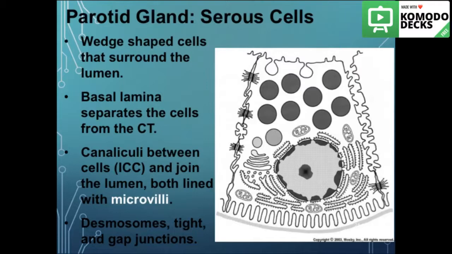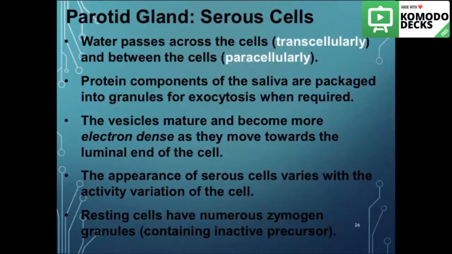Remember that we always have desmosomes, tight and gap junctions, because they are epithelial-like cells. So as we said, water passes through these cells transcellularly, across the cells, and between the cells paracellularly. The proteins are packaged in granules, which are released through exocytosis when required. As we said, it's not a spontaneous secretion.